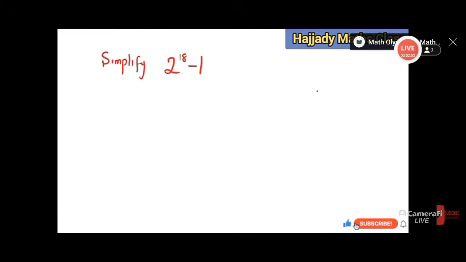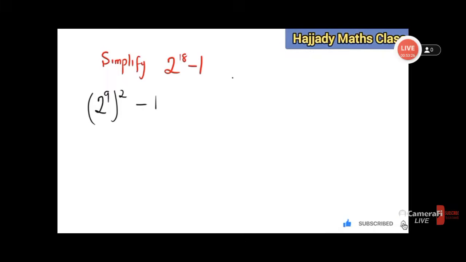Today we shall be simplifying this expression given to us. So we have 2 raised to power 18 minus 1. So here we know that our 2 raised to power 18 can be written in the form of 2 raised to power 9 raised to power 2, minus 1. And 2 raised to power 9 raised to power 2 is of the form of indices that says a raised to power b raised to power c is the same thing as a raised to power b times c. So the same rule is applicable here.